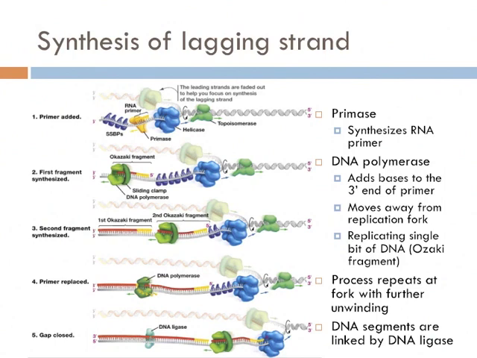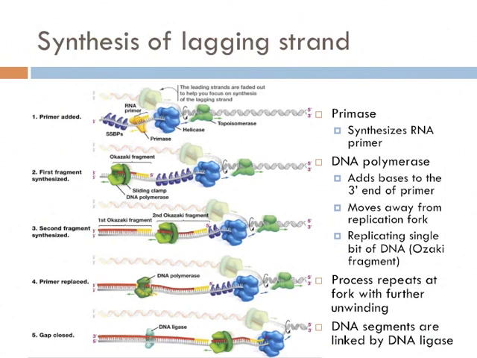Once the primase attaches, the DNA polymerase begins to add bases to the 3' end of the primer and adds nucleotides away from the replication fork, producing segments of DNA. These fragments of DNA produced on the lagging strand are called Okazaki fragments. I have to say it like that. The orientation of the original DNA on the lagging strand prevents continual synthesis. As a result, replication of the lagging strand is a little more complicated than replication of the leading strand.